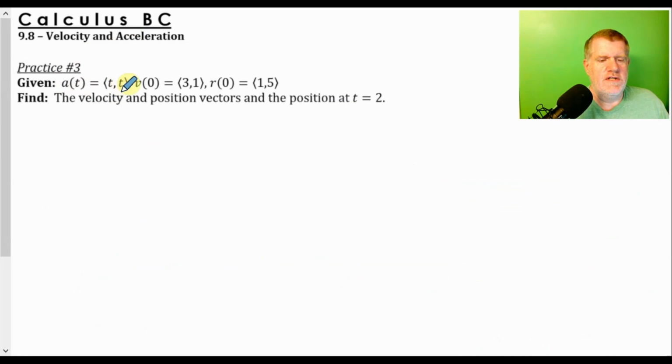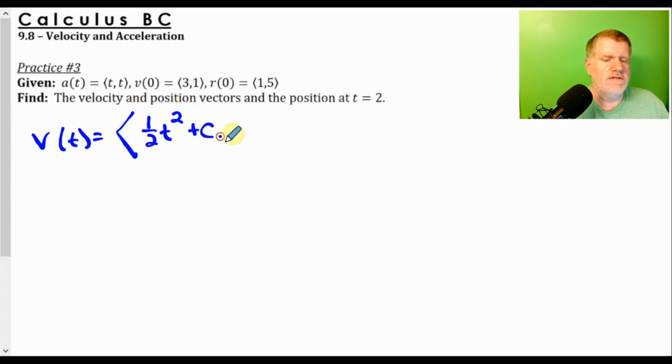If I'm given the acceleration, and I'm given values for the vector, for the velocity at 0 and the position at 0, what are my functions? And what's the position at 2? Okay. So I know if I was given acceleration, velocity has to be the antiderivative. So this would be 1 half t squared plus some constant, and 1 half t squared plus some other constant.